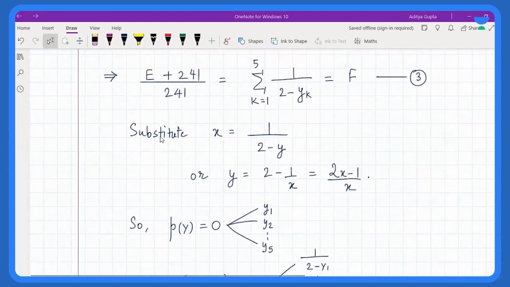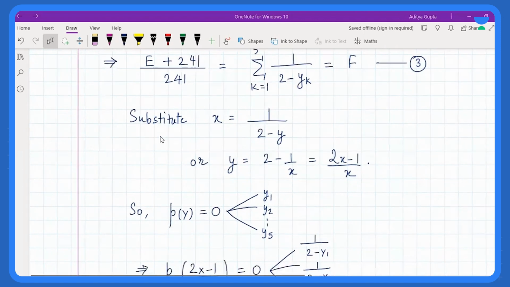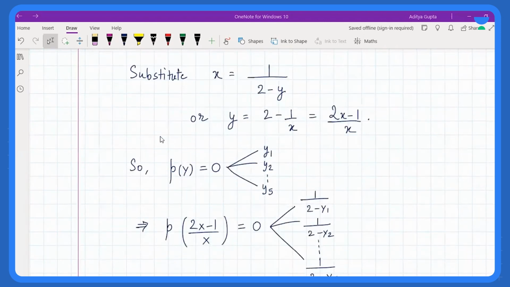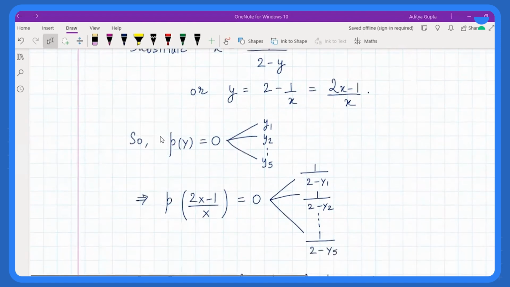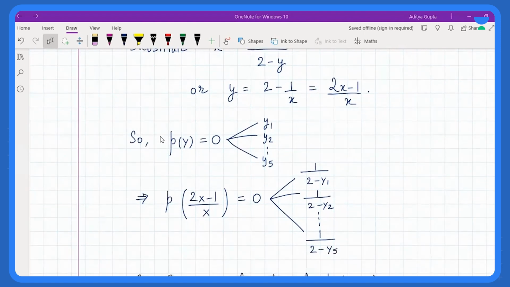What that does is we get y is equal to this value, right? And if this value of y I substitute in the equation, look, here we have explained very well. P of y is equal to 0 had the roots y1, y2, y3, y4, y5. When I substitute x equal to this thing, its roots will become 1 upon 2 minus y1, 1 upon 2 minus y2, up to 1 upon 2 minus y5, right?